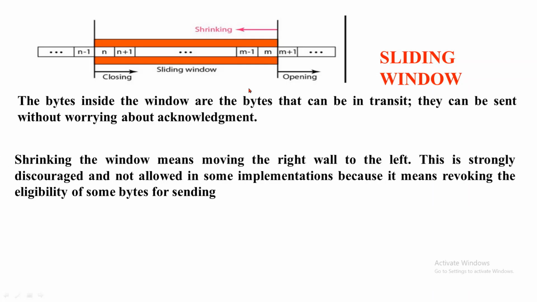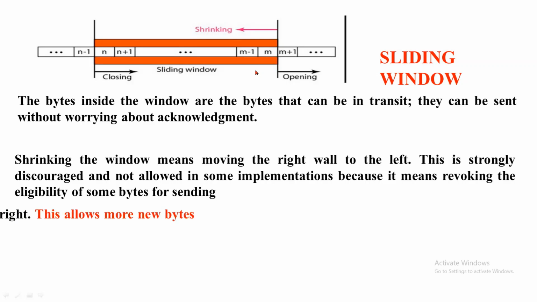You have three important terminologies here. One is shrinking the sliding window. Shrinking the sliding window means moving the right wall to the left. This is generally not recommended, because it means revoking the eligibility of some bytes. The bytes inside the sliding window are the bytes which are eligible for sending, but if you move the right wall to the left, you are going to revoke the eligibility of some bytes for sending.